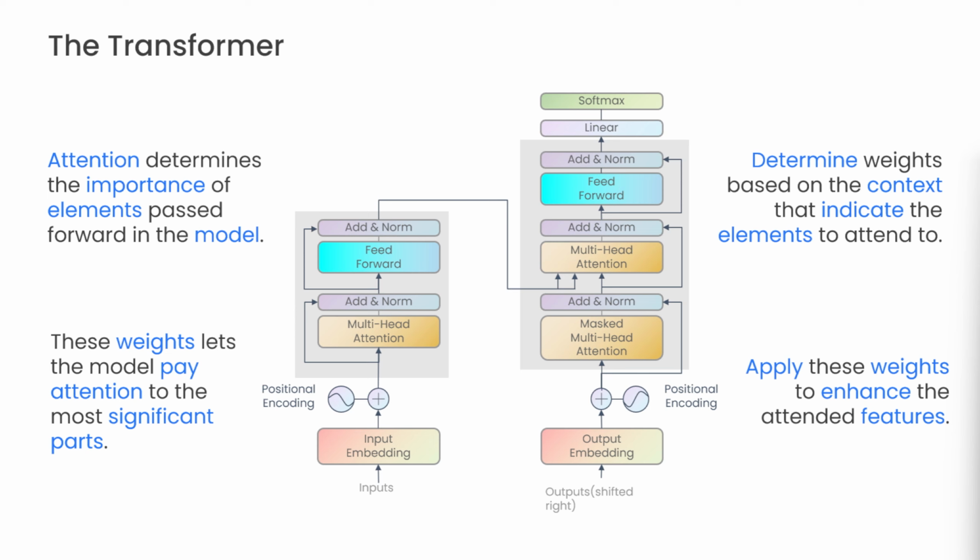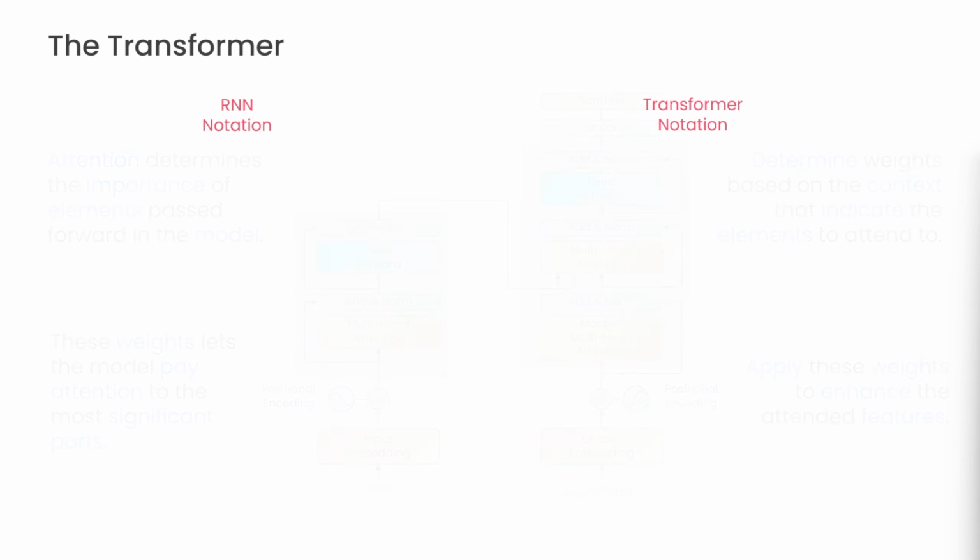Once the attention weights are calculated, they are applied to enhance the most significant features while minimizing less relevant ones. The great thing about the transformer is that, unlike sequence to sequence models, all of these calculations can happen simultaneously rather than sequentially. The parallelism significantly boosts efficiency, allowing the model to process the entire sequence at once rather than word by word.